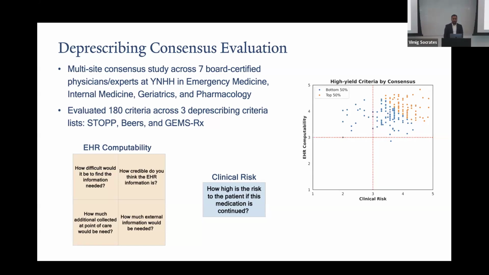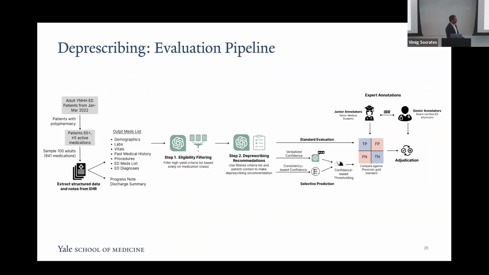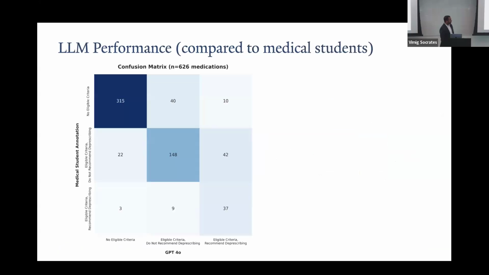Using those two, we can plot all of the criteria, and we pick basically this top right quadrant, and 50% of that quadrant is what we end up with, which is around 80 criteria or so. So when we look back at this initial set, it will be 80, and then that'll be filtered down to whatever number is relevant to the medications for that patient. The first part of this is evaluating against the medical student, which is what I'll talk about now.